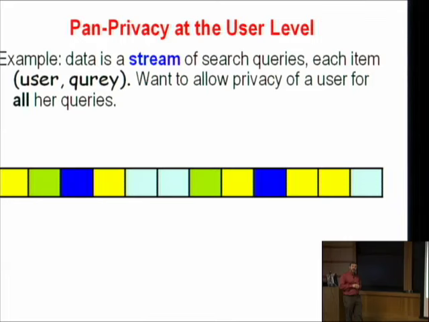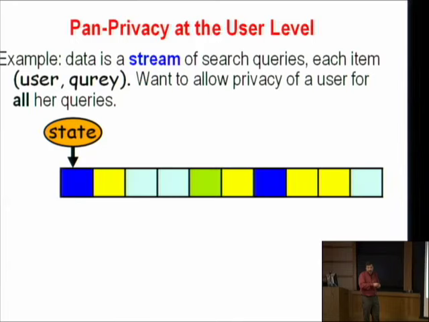Think of the example where the data stream is user and query, which is definitely a realistic one. You have a user or IP address and a query. And you want to protect all the queries of a particular user, not just the particular item user-query, but everything about that particular user. That's why we call it user level.